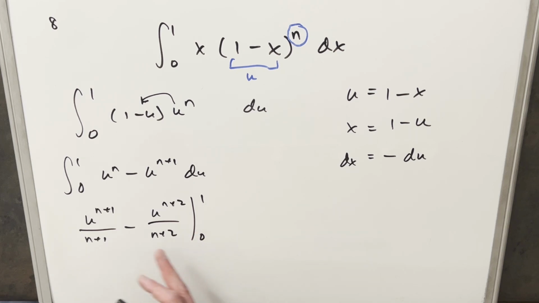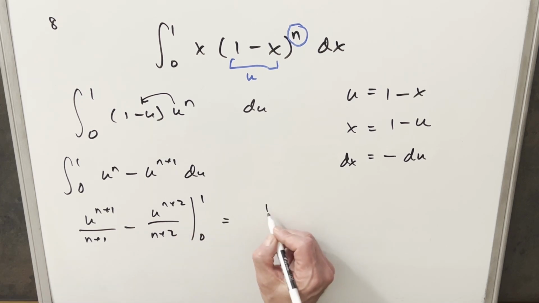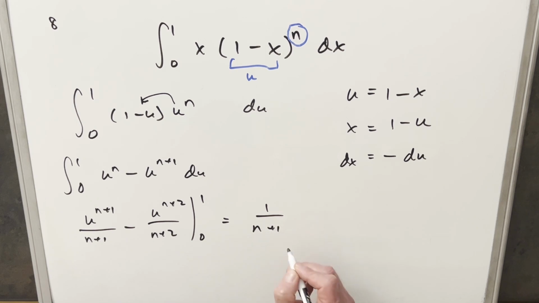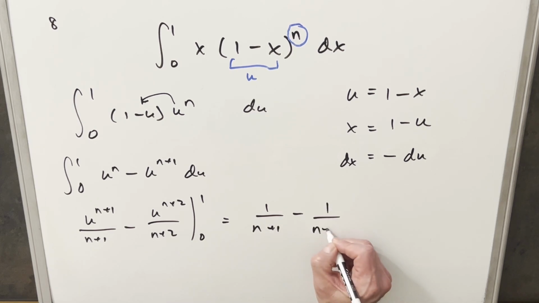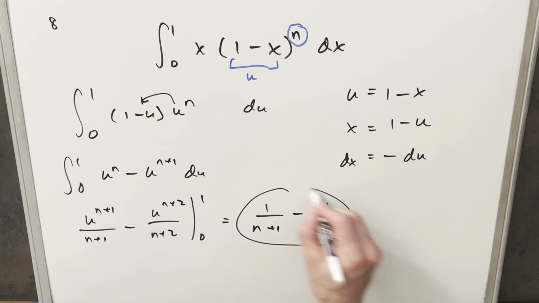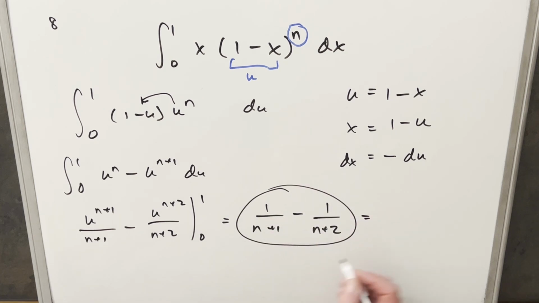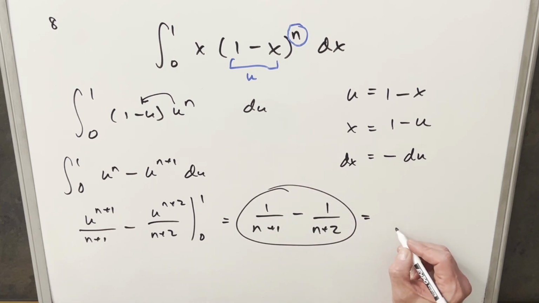Now, when we evaluate this at 0, this term's 0 and this term's 0, so that all goes away. We just need to plug 1 into this thing. So we plug in 1, we get 1 over n plus 1 minus 1 over n plus 2. This is a perfectly good solution here, but what I like to do is just get a common denominator and put these together. I just have a preference for it looking that way.